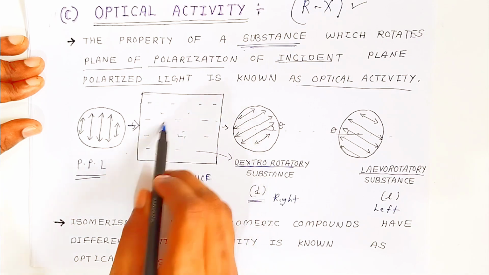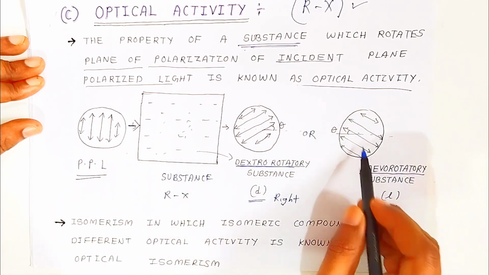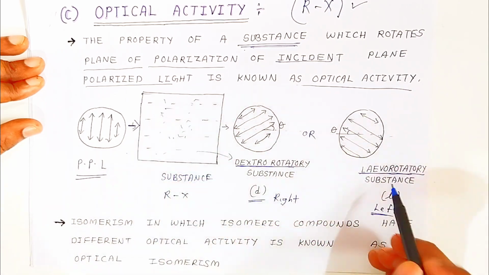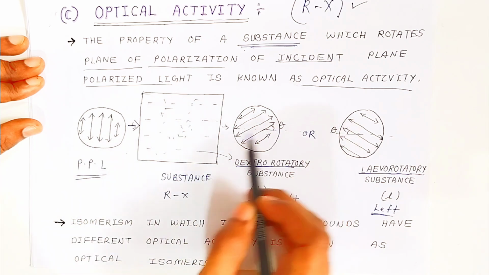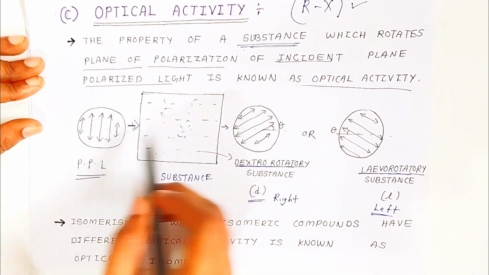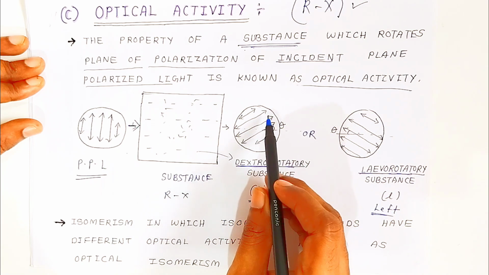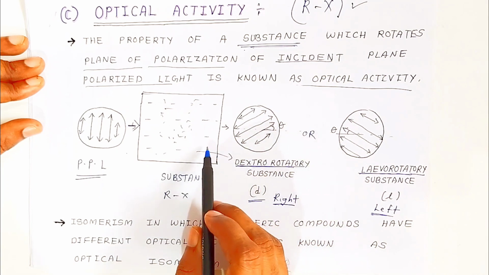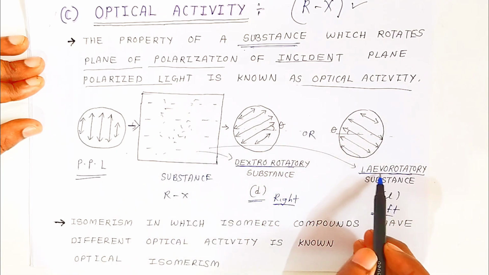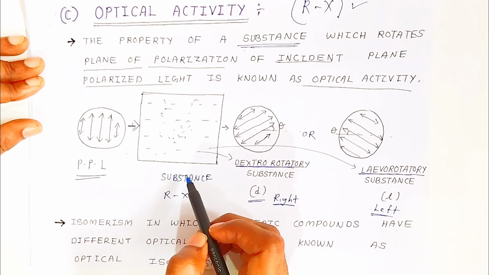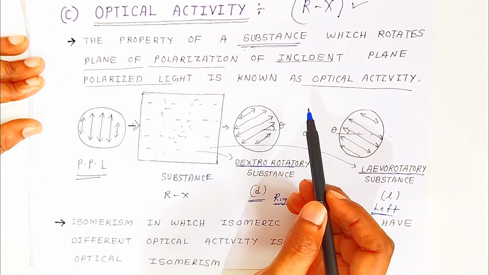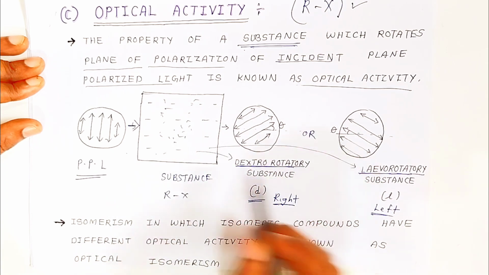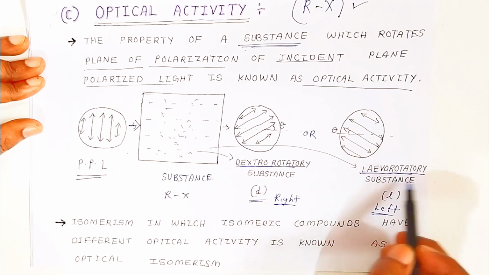If the substance is rotating the light in the left hand direction, we call it a Leo rotatory substance. So when plane polarized light falls on this substance and rotates in the right hand direction, the substance is called dextrorotatory. When it rotates in the left direction, it is called Leo rotatory. Understanding, students? The property of a substance which rotates the light is called optical activity. If the substance rotates the light in the right hand direction, it is called dextrorotatory, and if in the left hand direction, it is called Leo rotatory.